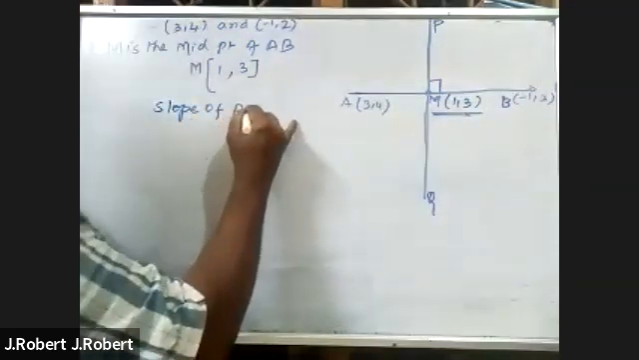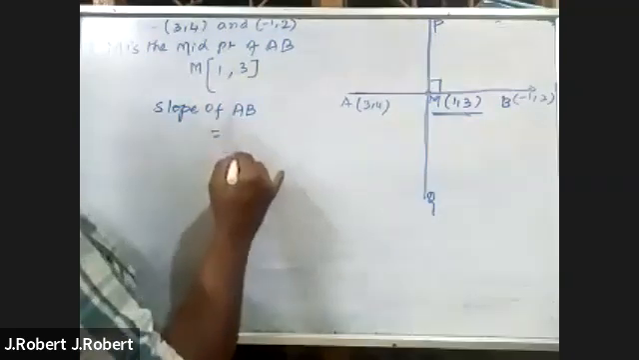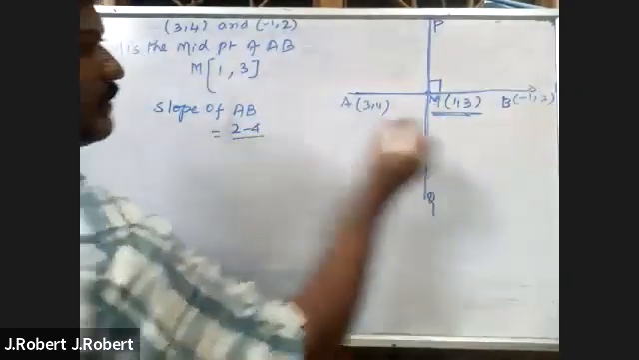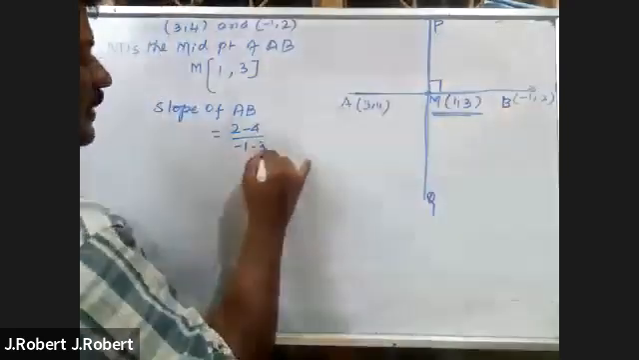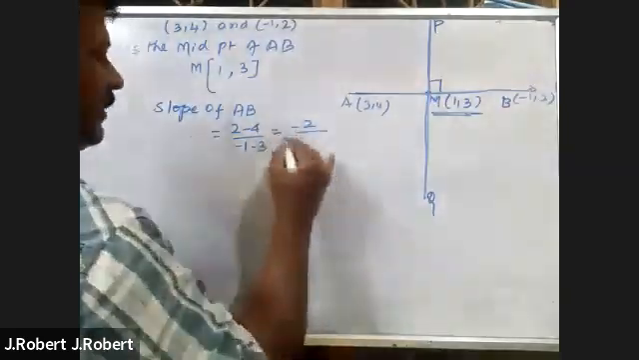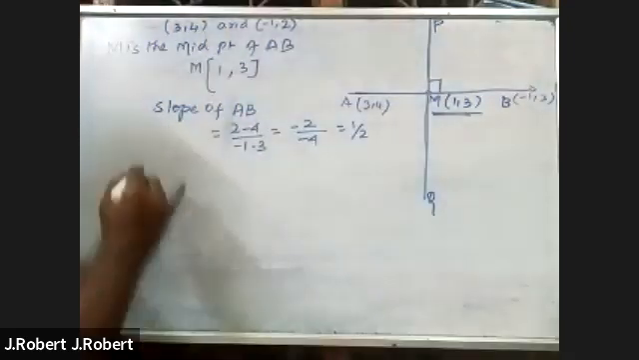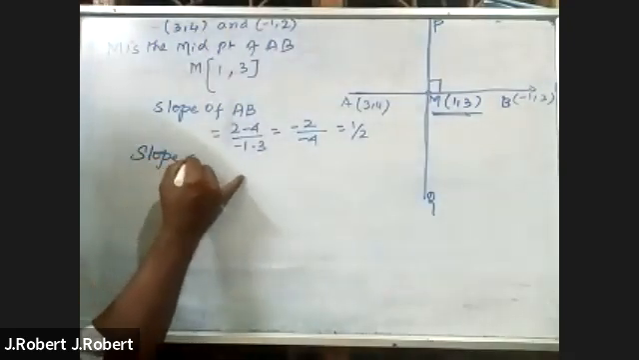The slope of AB is called M. Slope of AB is (y2 minus y1) divided by (x2 minus x1), which is (2 minus 4) divided by (minus 1 minus 3), which is minus 2 divided by minus 4, which equals 1 by 2. But now we have to find out the slope of PQ.